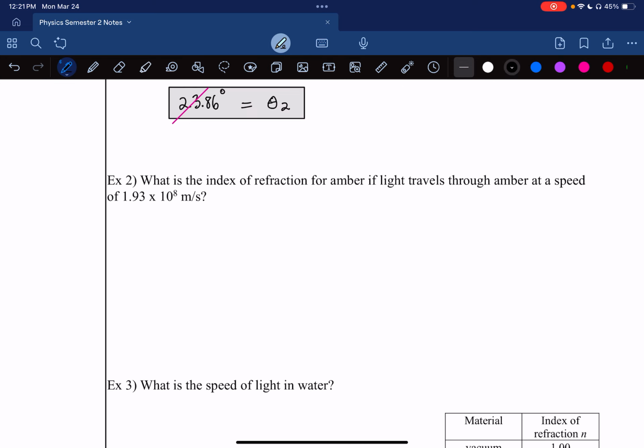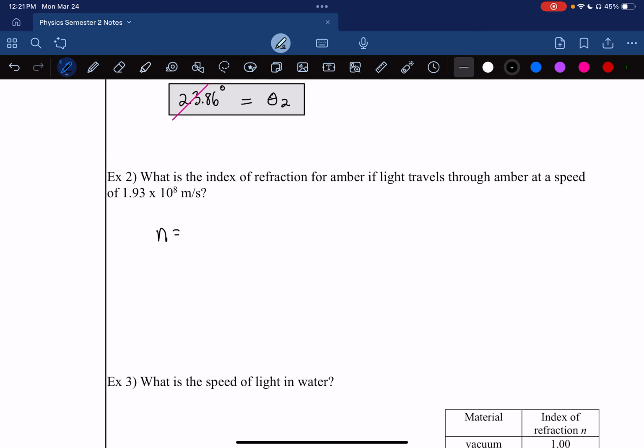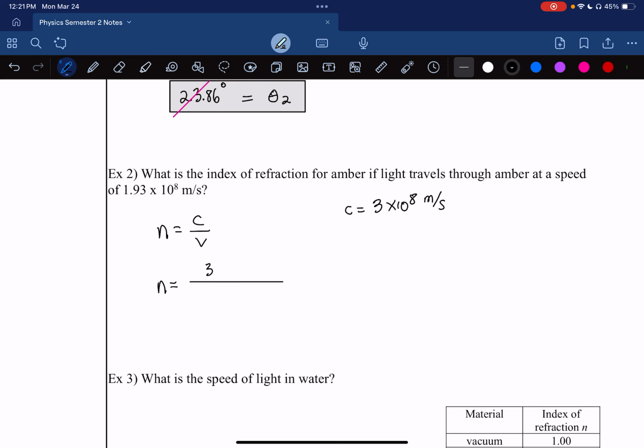Cool. What is the index of refraction for amber if light travels through amber at a speed of 1.93 times 10 to the 8 meters per second? So this is n equals c over v. n is what we're solving for. c is the speed of light in a vacuum. This is 3 times 10 to the 8 meters per second.